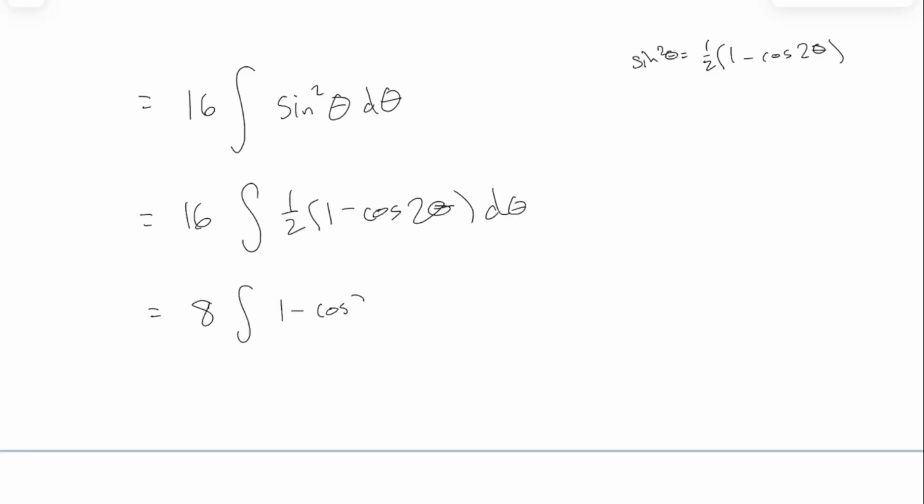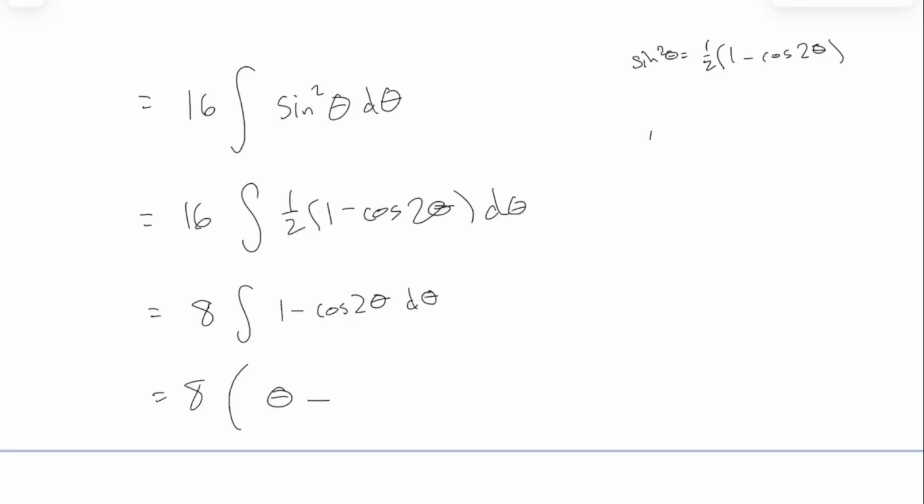1 minus cosine 2 theta. Great. And now I think we can just do this integral. There's two parts there. Two parts. The 1 becomes theta, so it's 8 out here. The 1 becomes theta minus cosine 2 theta.